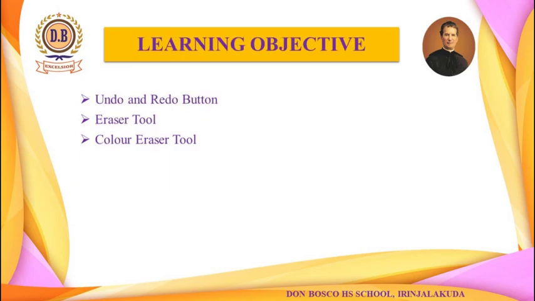Now in today's class we are going to study new 3 topics. The first one is undo and redo button. The second one, erase button, erase tool, and the third one, color eraser. So these are the 3 topics which we are going to study in today's class. So let us start today's class.